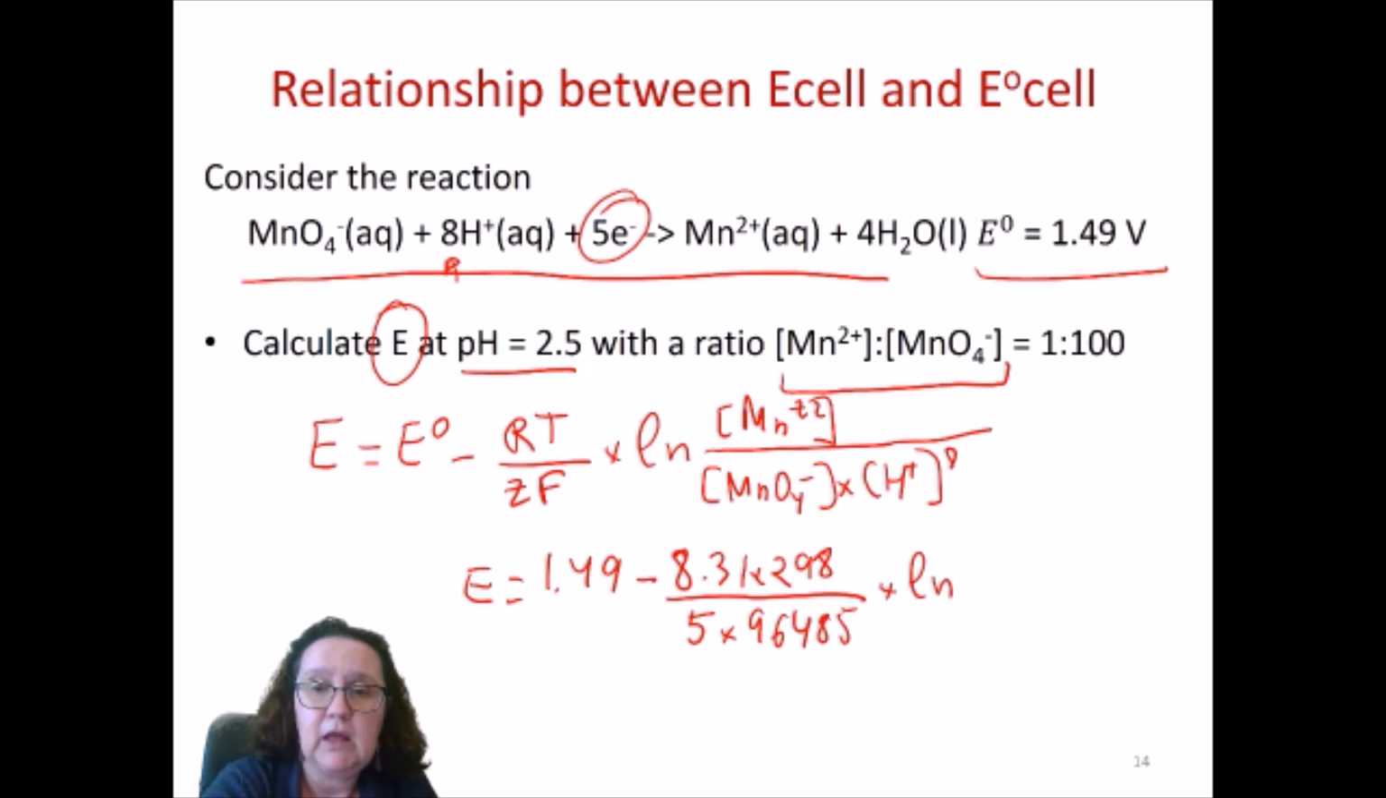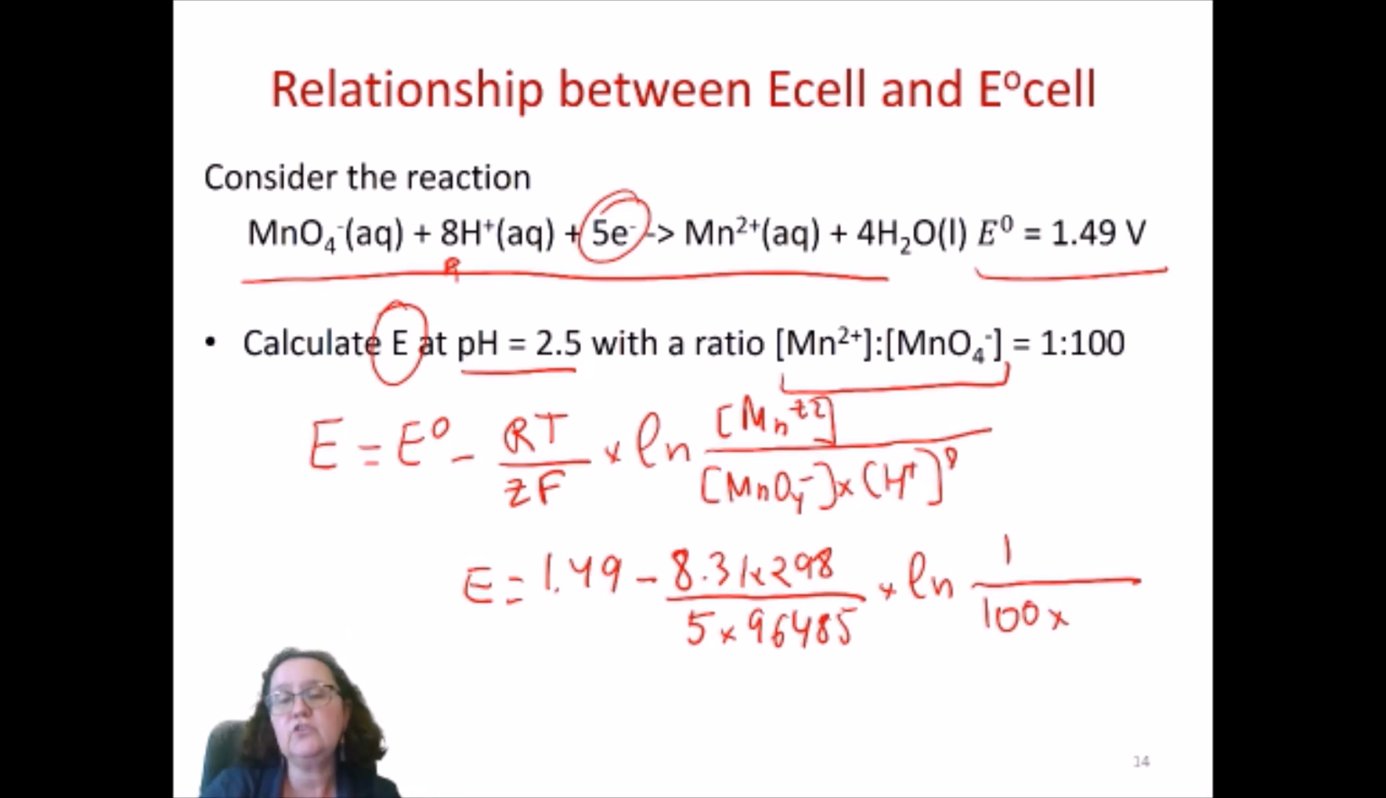Now, it tells me that the ratio manganese 2 plus to permanganate anion is 1 to 100, so I write 1 to 100. And the concentration of hydrogen ions, well, it tells me that the pH of the solution is 2.5. So the concentration of hydrogen ions would be 10 to the minus 2.5, and to the power of 8 because of the coefficient. So now I've got all the values that I need to solve this problem and come up with an answer. So in this way, you can work out at any conditions of temperature or pH or concentration of the ionic species in your reaction, what's going to be the electrode potential of the cell in those particular conditions.